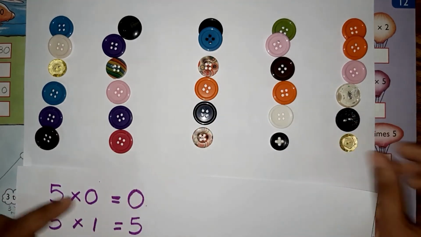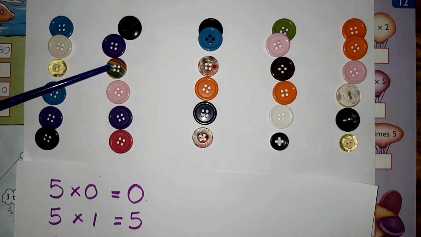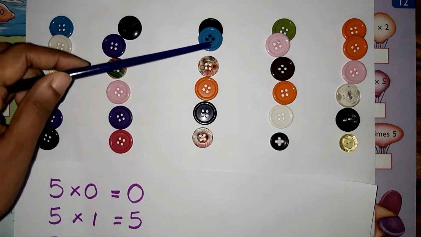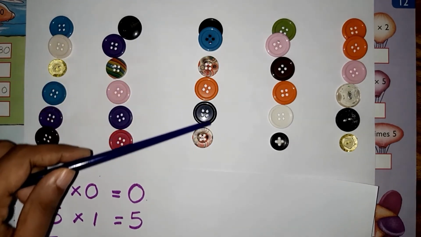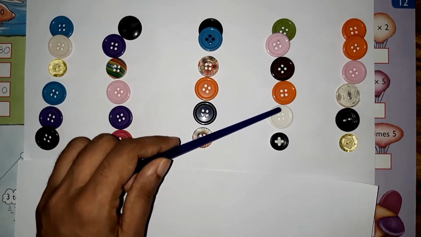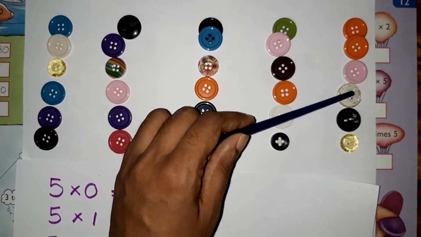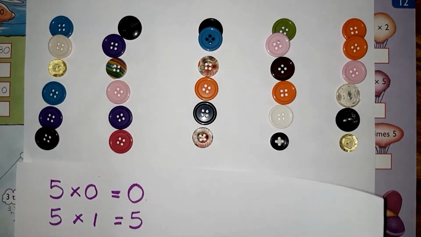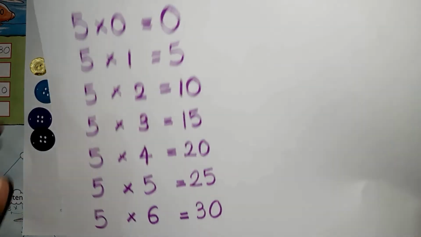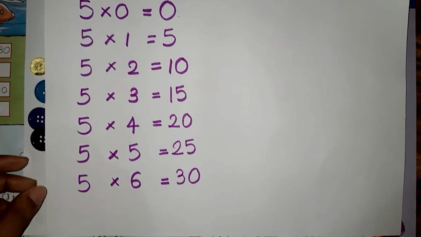Okay. Now let's count to check whether the answer is correct or not. 1, 2, 3, 4, 5, 6, 7, 8, 9, 10, 11, 12, 13, 14, 15, 16, 17, 18, 19, 20, 21, 22, 23, 24, 25, 26, 27, 28, 29, 30. Okay, so 5 times 6 is 30.